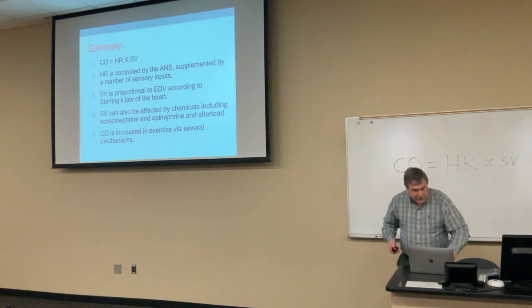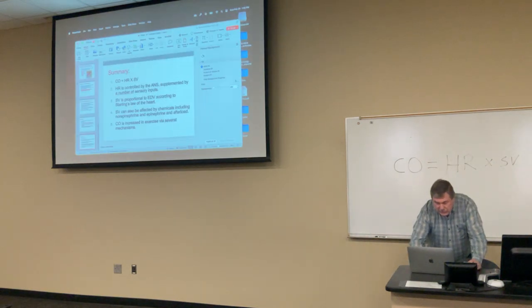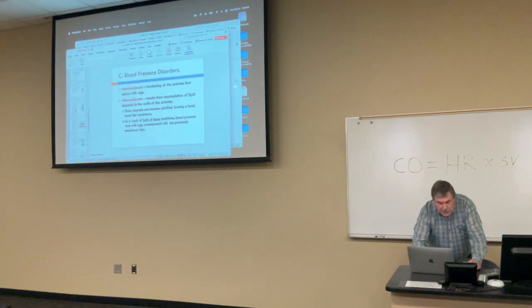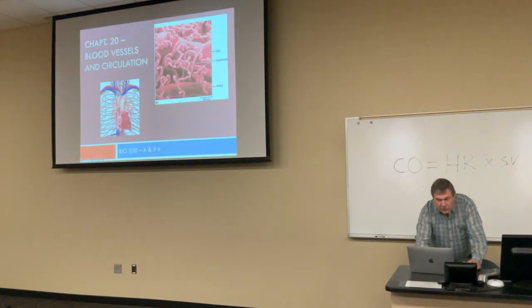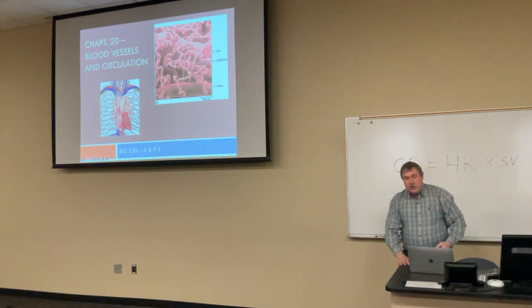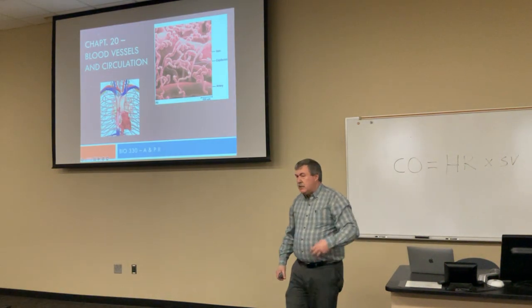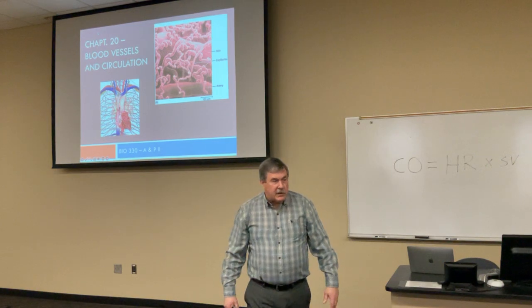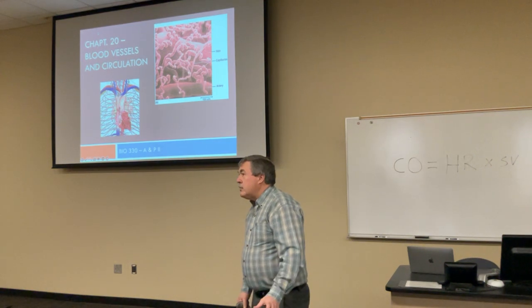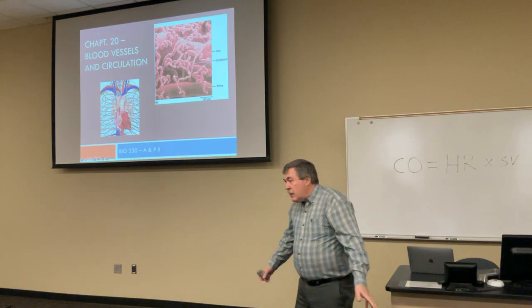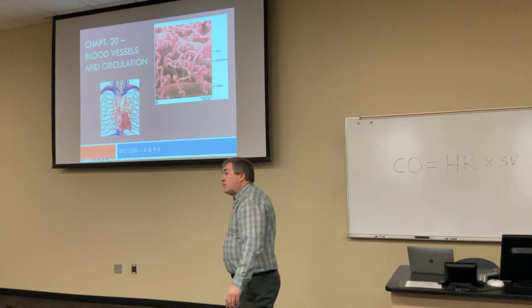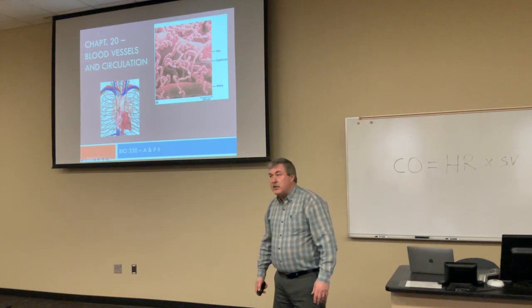Okay, that's the end of this section, so we're going to go ahead and go on to the next section. The next section is concerned with blood vessels and circulation. Now, we could probably go directly into blood pressure because cardiac output is one of the two factors affecting blood pressure. But blood pressure is affected by the structure of blood vessels. So in one way, it makes more sense to talk about the structure of blood vessels before we get into blood pressure, which is what we're going to do.